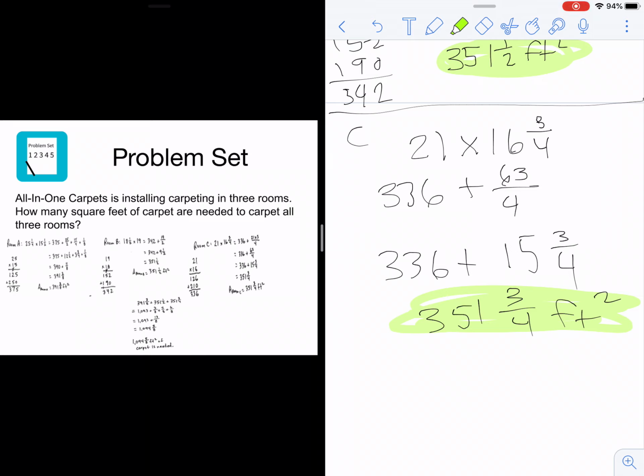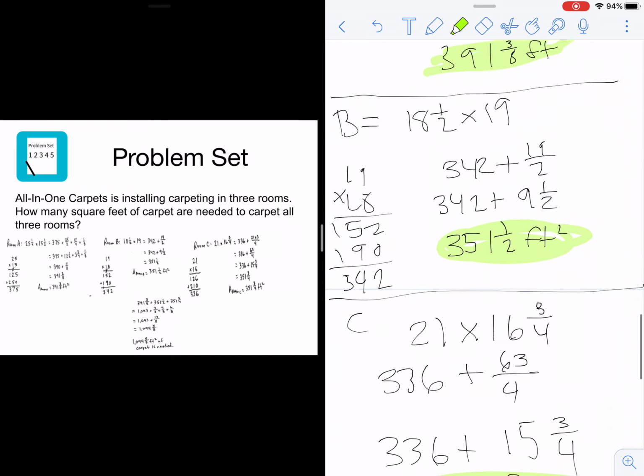They did 391 plus 351 plus 351, which gives you 1,093. And then they added the fractions, 3/8 plus, and then they know 1/2 is the same as 4/8, and then 3/4 is the same as 6/8. So they added those together and they got 1,093 plus 13/8. And 8 goes into 13 one time with 5 left over. So we add 1 more, so 1,094, and then 5/8 left over. So there is 1,094 and 5/8 feet squared of carpet needed.